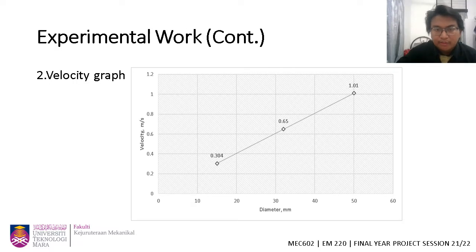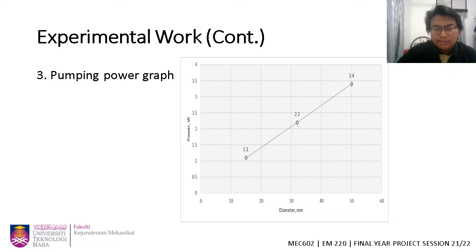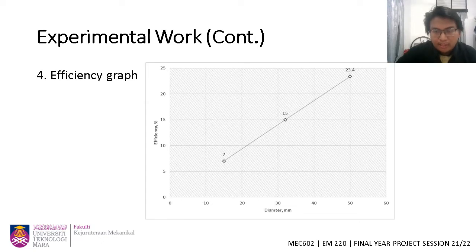The same goes for the velocity graph. It seems the 2-inch diameter pipe is the highest compared to the other diameter sizes. The pumping power also increases with the increasing diameter pipe size for this hydraulic ram water pump. And finally, the efficiency. The highest efficiency is the hydraulic ram water pump with 2-inch diameter, and the lowest one is the half-inch diameter size.